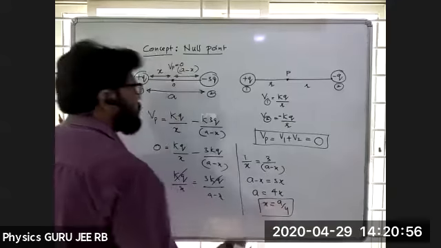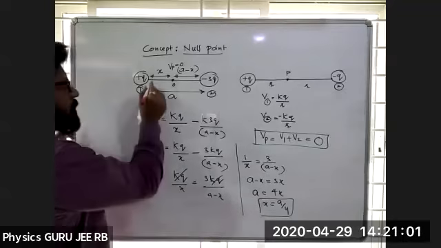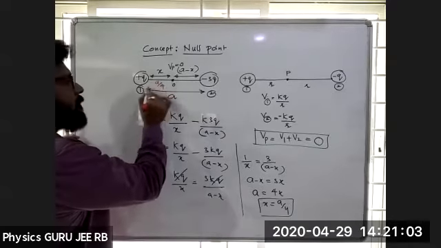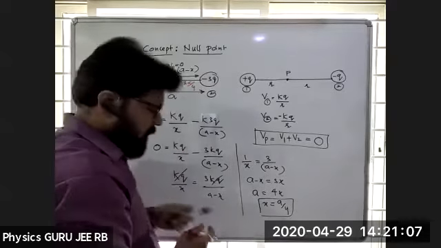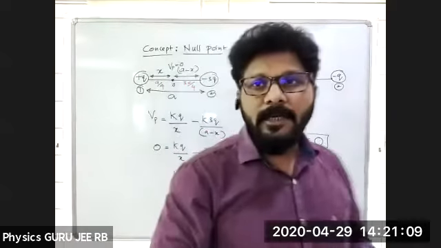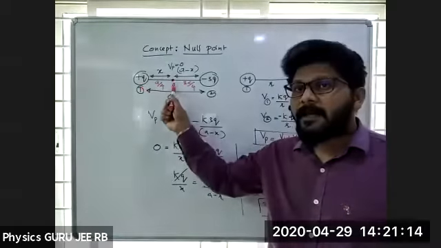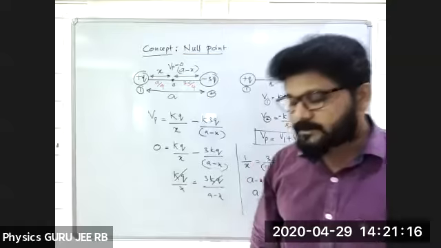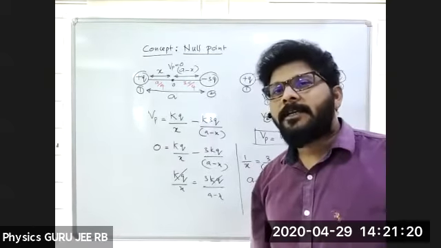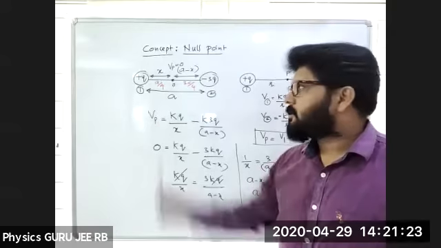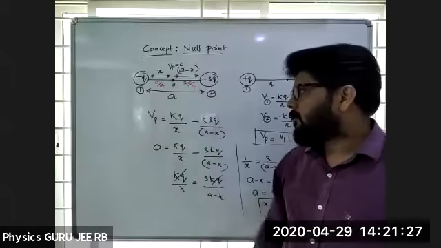Is it clear, this one? x will be a by 4. Now this distance is a by 4. Can you tell me the remaining distance? 3a by 4. That means it is nearer to which charge, bigger charge or smaller charge? Tell me. Smaller charge. So it is nearer to the smaller charge. Okay, that is the null point there.